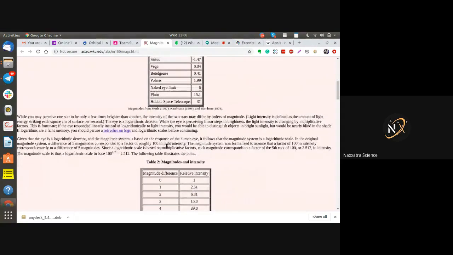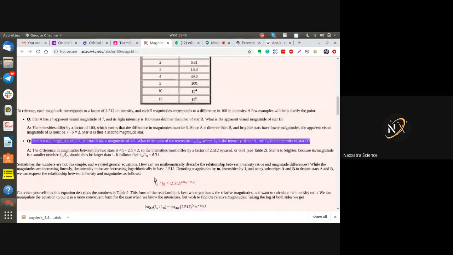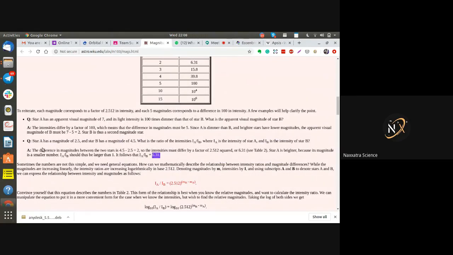So let's look at this. 6.3 is what you got, right? The difference in magnitudes between the stars is 2. So the intensities must differ by a factor of 2.5 squared. The shortcut is, instead of doing 100 to the power of 2 by 5, all you have to remember is that for one step, it is 2.5. For 2 steps, you square this. Or for 3 steps in the magnitude difference, you cube it, right? So 2.512 squared would give you 6.31. That's how simple it is.